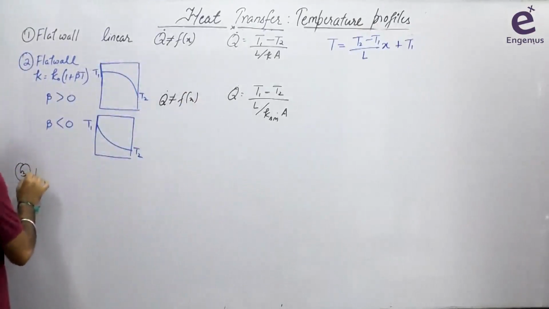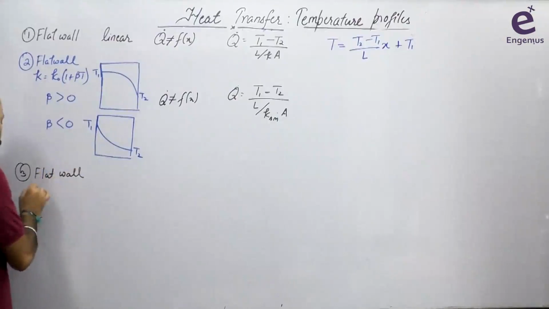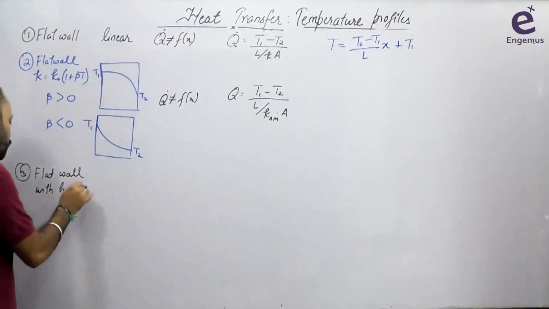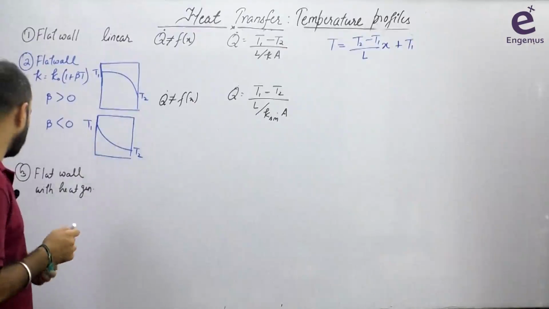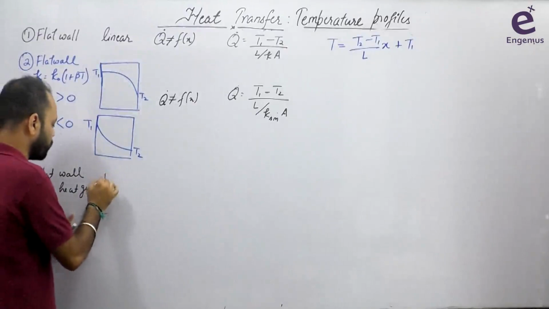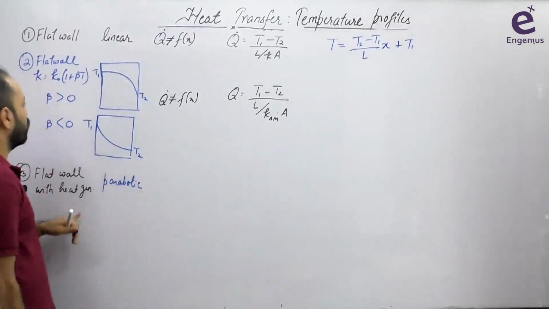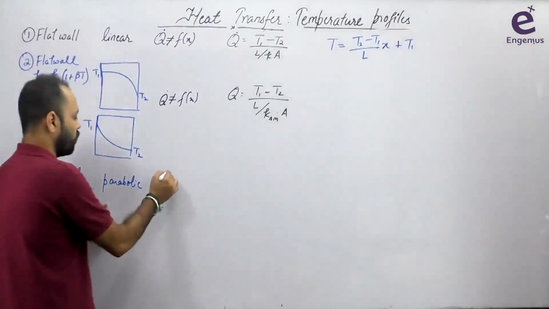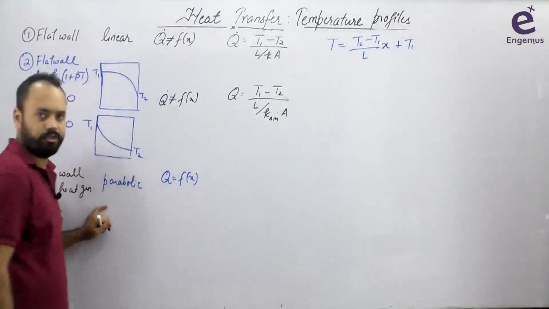Third case was flat wall, right, with heat generation. With heat generation, fine. So both sides were maintained at constant temperature. What was the nature of profile? I think it was parabolic. We discussed. It was parabolic. Fine. In this case, Q was a function of x. है ना? You can see Q was a function of x.